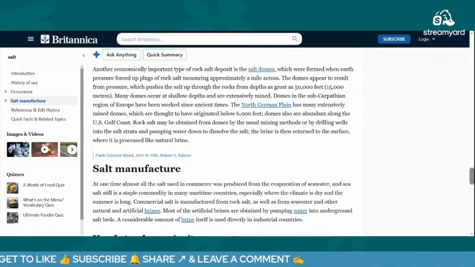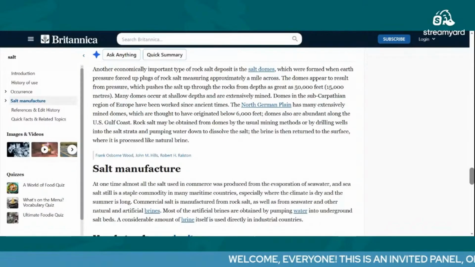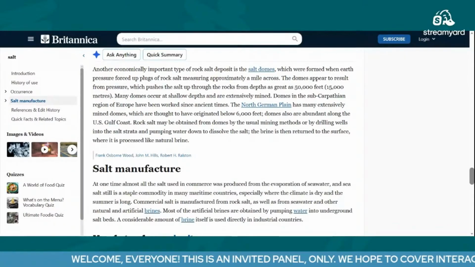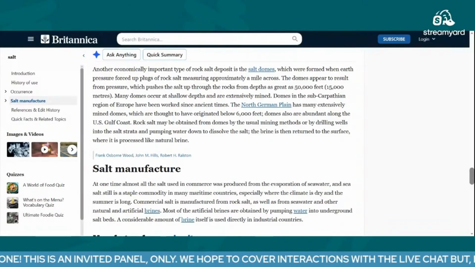Rock salt may be obtained from domes by the usual mining methods or by drilling wells into the salt strata and pumping water down to dissolve the salt. The brine is then returned to the surface where it is processed like natural brine.